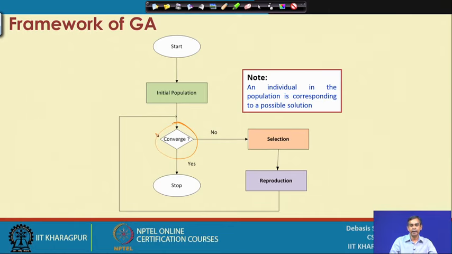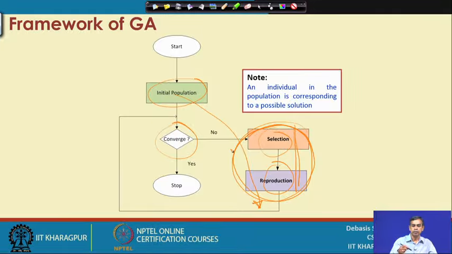Now, here many things are hidden. How is this population related to our problem solving, and how can selection and reproduction be realized, so that from one population another population can be obtained? The other population means it is towards a better solution, and selection and reproduction are the fundamental blocks for probabilistic searching. We will discuss this concept in detail in the next class.